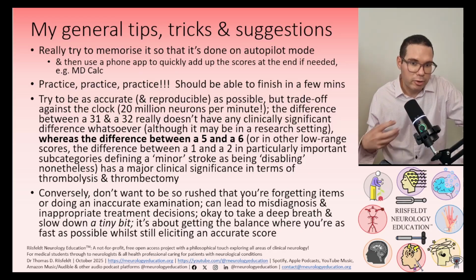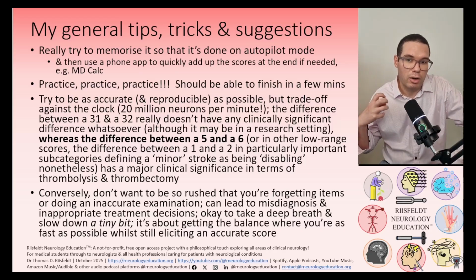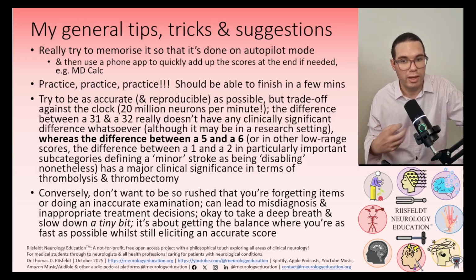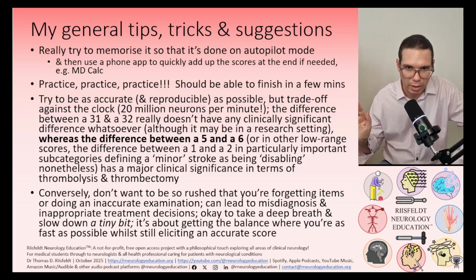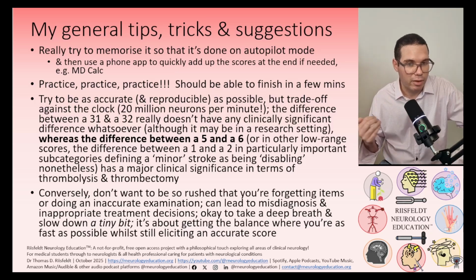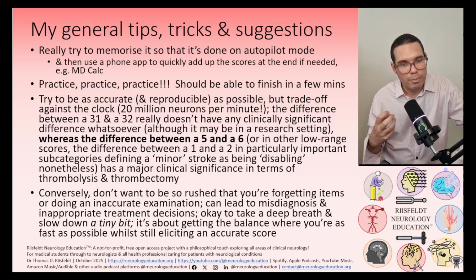Once you've practiced this over and over again and you're really competent at administering a NIHSS, you should be able to do a NIHSS within a couple of minutes. So this should not be something which is taking a long time. It should be bang, bang, bang, bang, get it done really quickly. Because you've got to remember that it's always a trade-off against the clock. You're losing 20 million neurons every minute is the number which is often quoted, so you want to be quick. You also need to be as accurate as you can be and as reproducible, of course, as you can be.